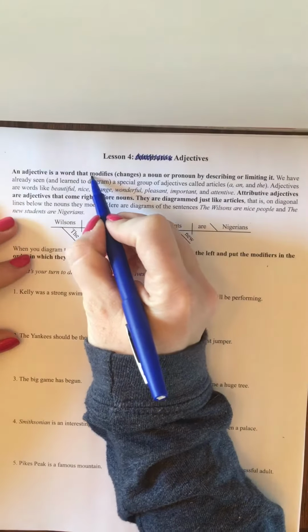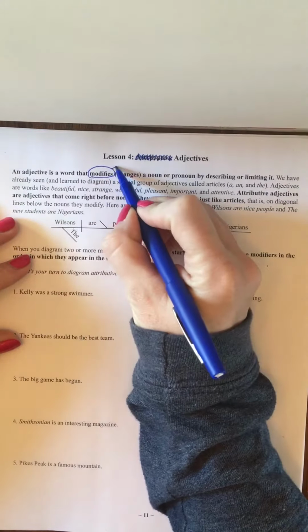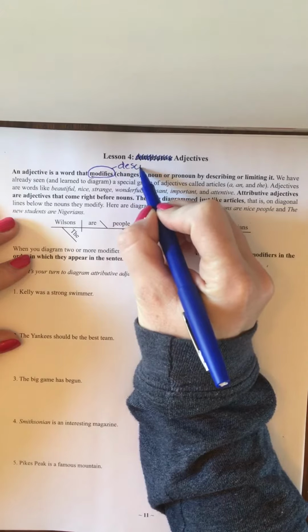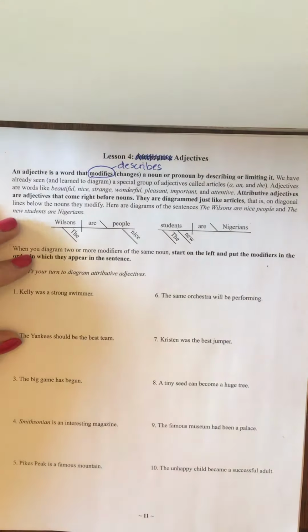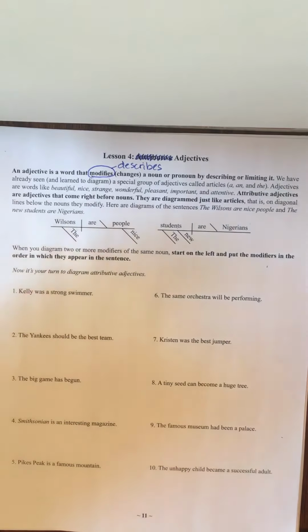we mentioned before, modifies is just a fancy word for describes. It gives you more information about the noun or pronoun. It tells you instead of, go to the house, it'll tell you go to the red house. And the and red are both telling you more about house. And so that's what we look for, the adjectives.